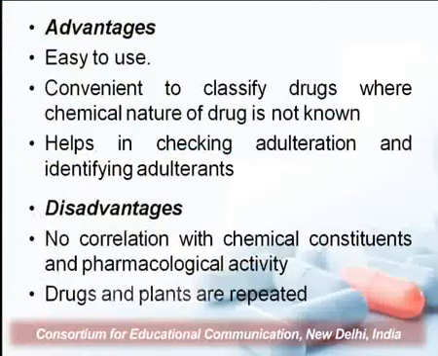And the second advantage is it's convenient to classify the drugs. We have already discussed that if you are using a bark drug, you can easily categorize that particular drug under bark sections, and it also helps in checking the adulteration and identifying the adulterants. Now, when you have categorized a drug on the basis of the plant part that is being used, you can easily identify the adulterants.